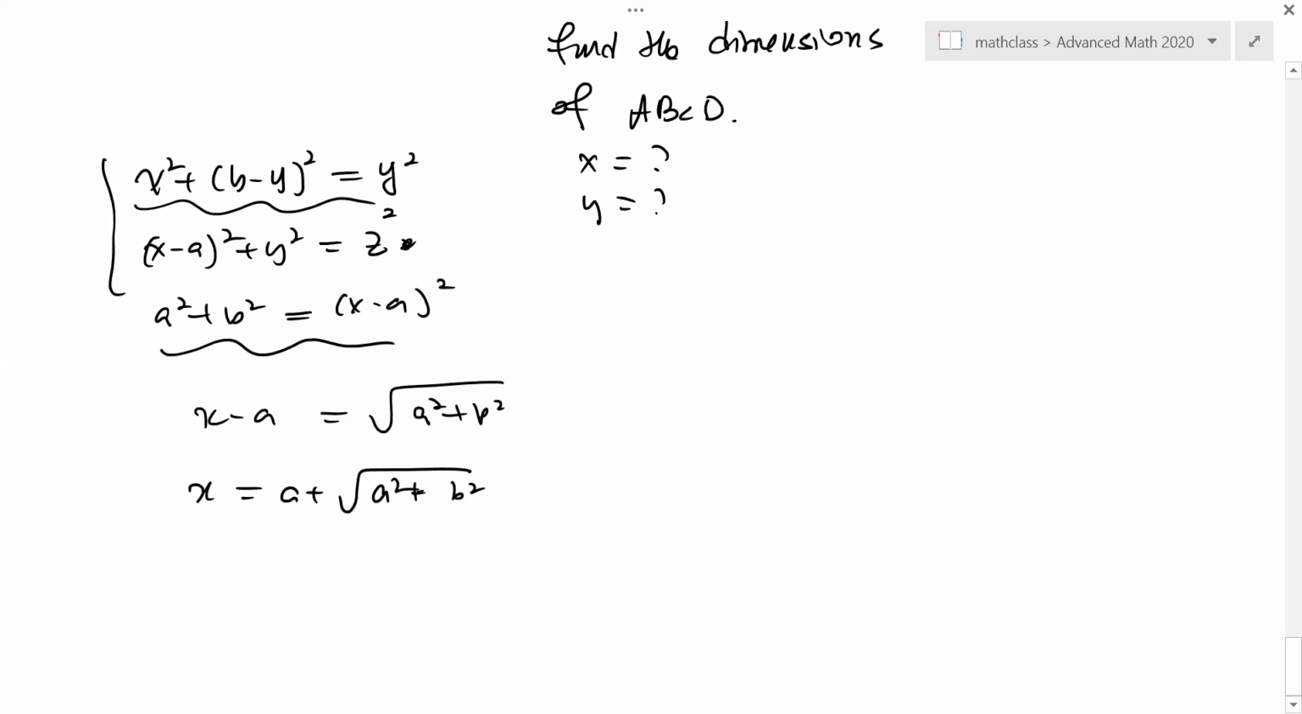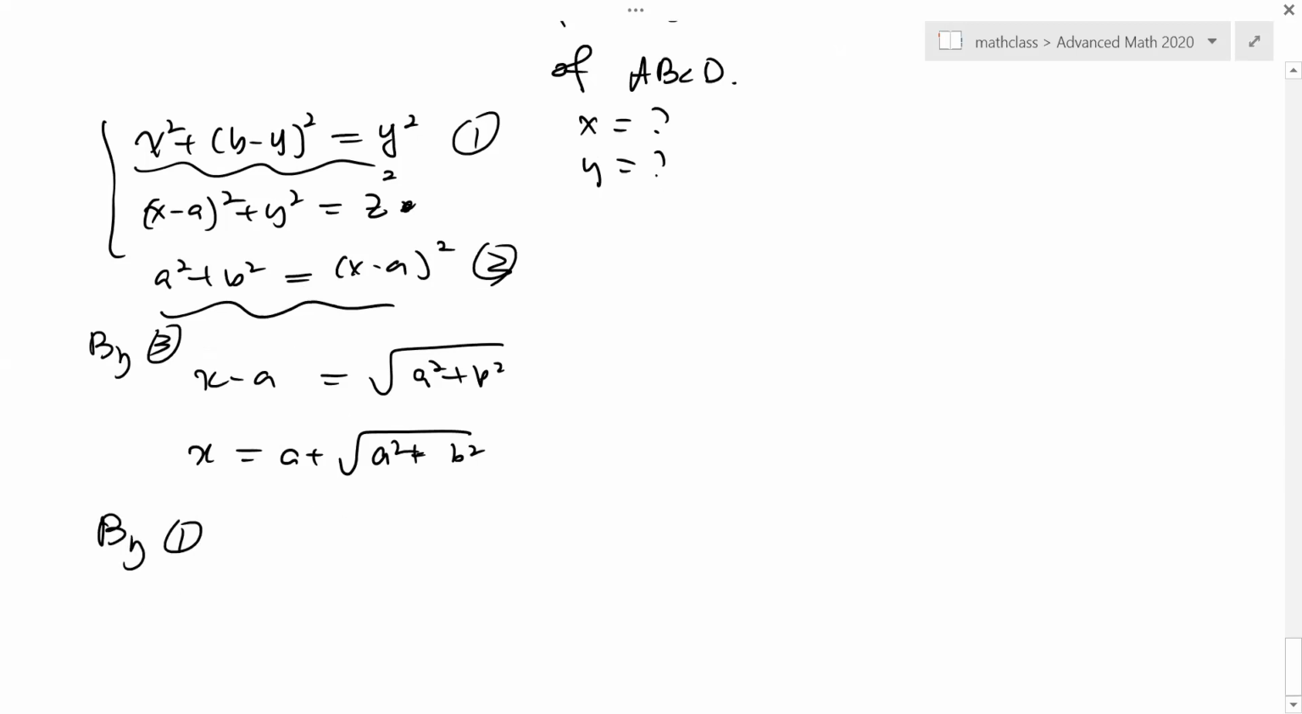Yeah, that is x. So once you get x, then you can get y squared. There's the last equation here. You see, this is the first equation, third equation. So by the third equation, you get this. By the first equation, you will get x squared plus b squared minus 2by plus y squared here. Okay, so y squared is gone.